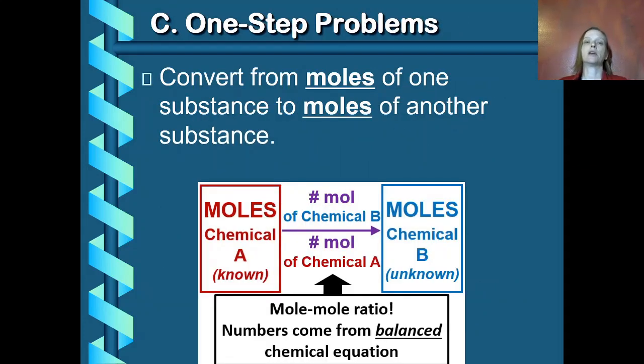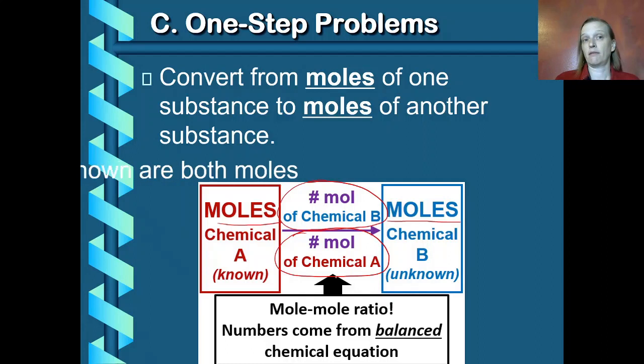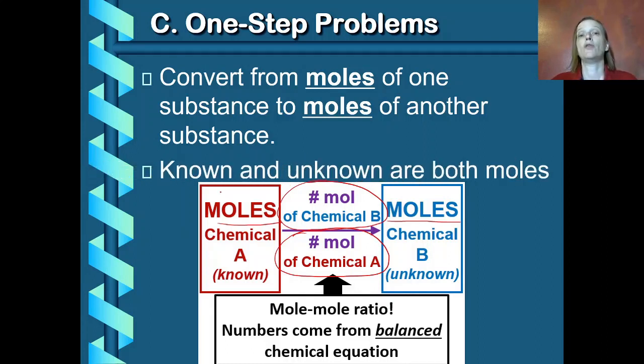Okay, so this is the process that we use to convert from moles of one substance to moles of another substance. In the denominator, you need to divide away the number of moles of the known, the substance that you started with, and you have to bring in the numerator the number of moles of your unknown. This is the conversion factor you use when your known and your unknown are both in units of moles.